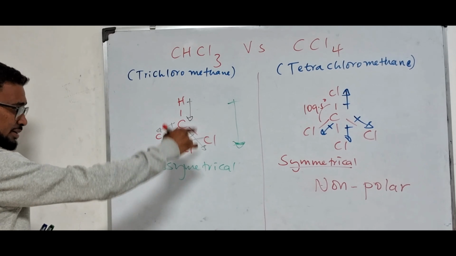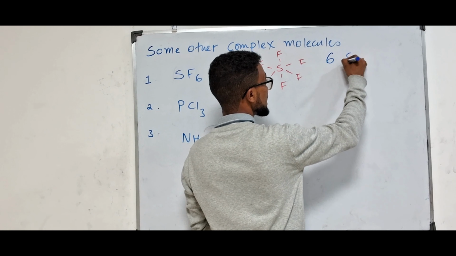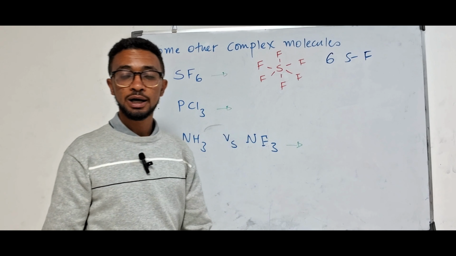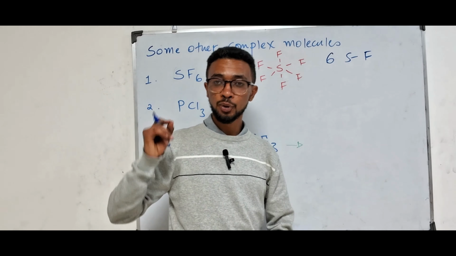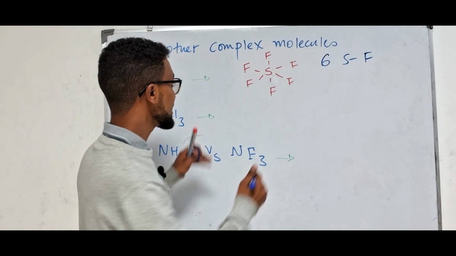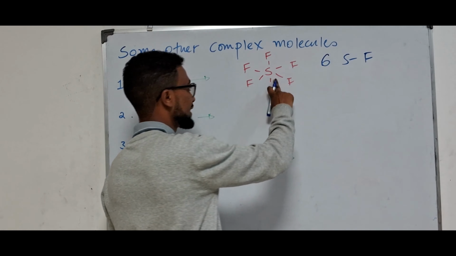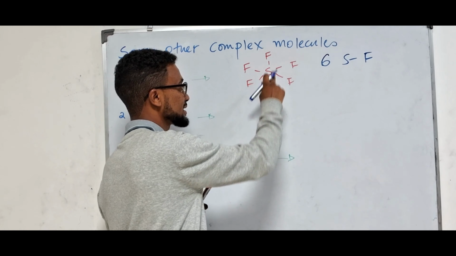So the six SF bonds are all polar bonds. But despite the fact that 6 of these bonds are polar, overall this SF6 is non-polar. The reason for this is that this is symmetrical, because these 6 fluorine atoms are arranged in an octahedral structure. Okay, so this is non-polar. This is non-polar.